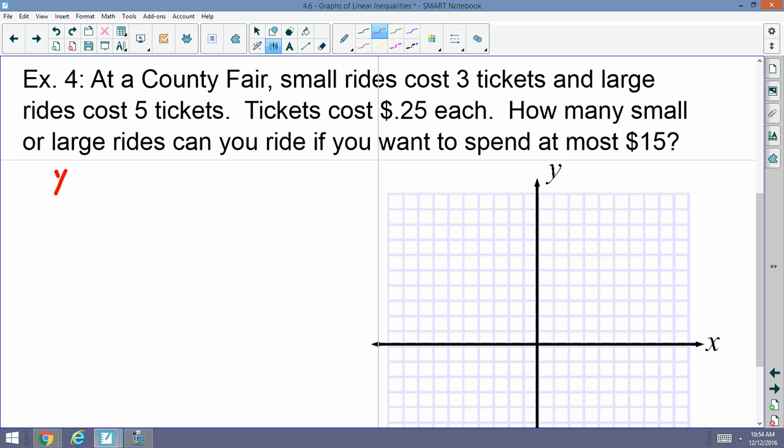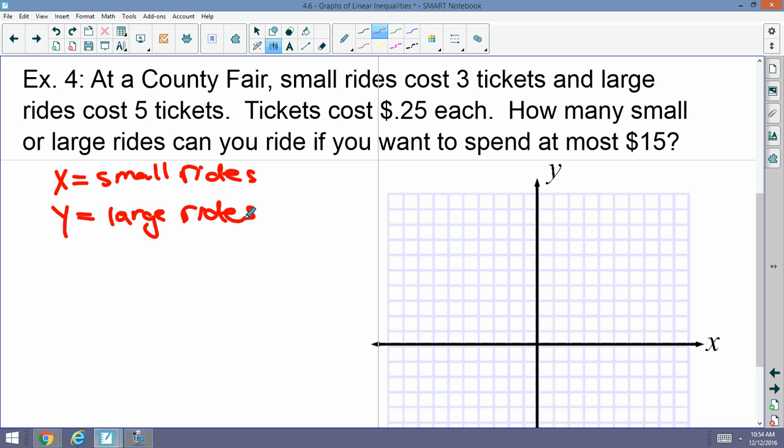I'm going to call X the small tickets. Do I have to call X small tickets, guys? I can call it whatever I want. Small. Hold on. 3 tickets per. Yeah. Boy, I'm off today. Thank you, kid. I do mean small rides. And Y is large rides. Definitely label, label, label, label.